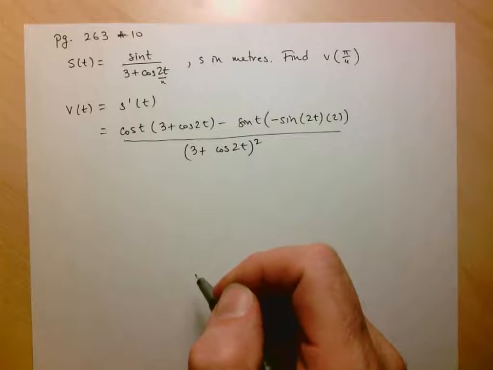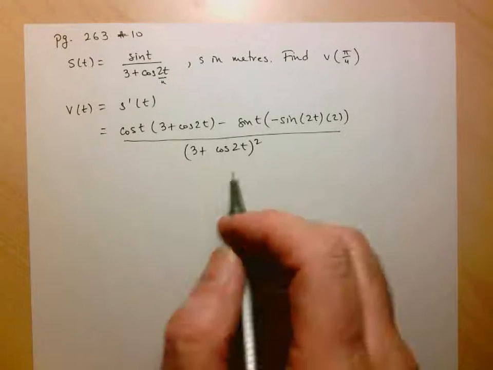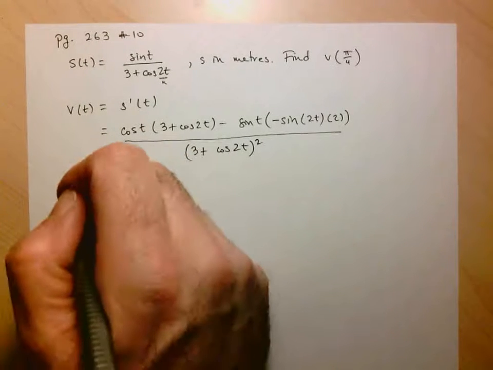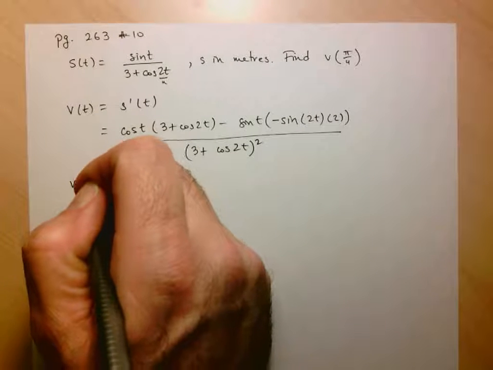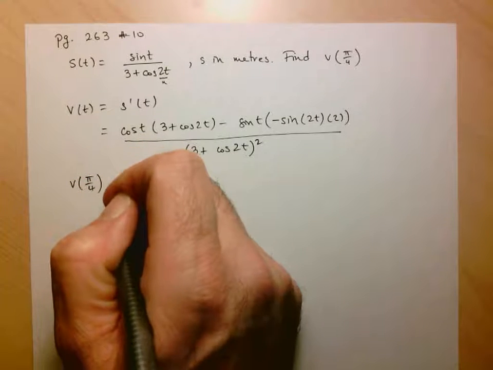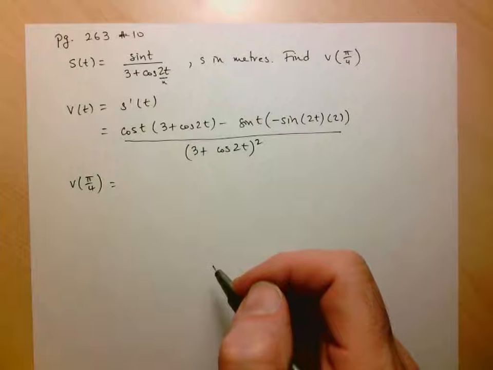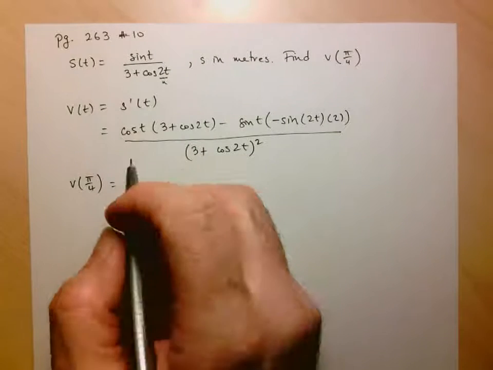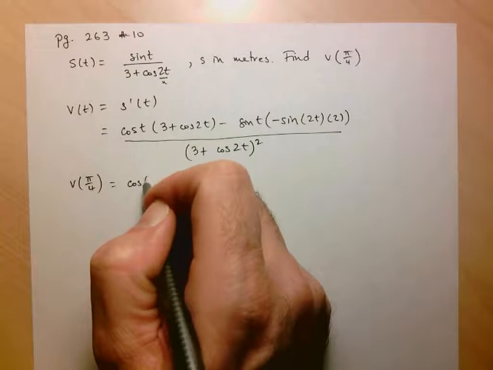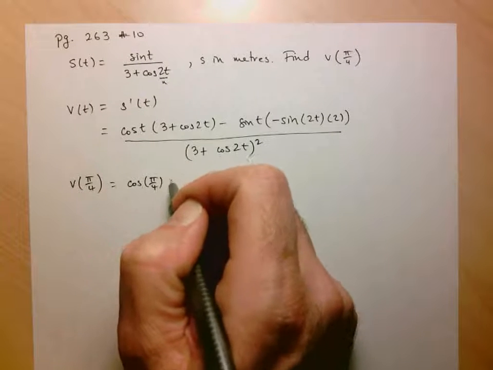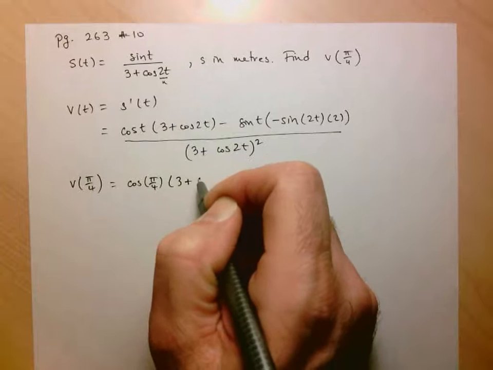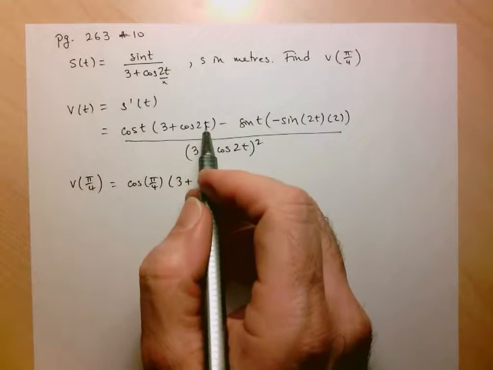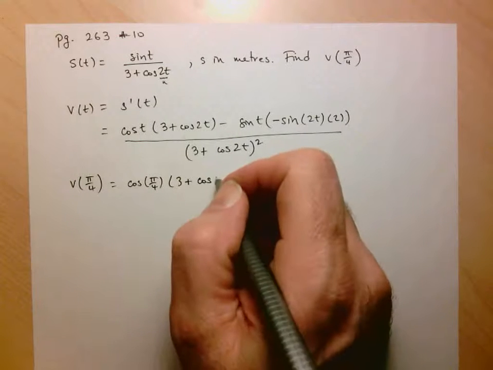Now, I could simplify, but there's a lot of writing. I think what I'm just going to do at this point is input pi over 4 into our velocity function, and worry about the simplifying later on. So here we have cos of pi over 4, times 3 plus cos of 2 times pi over 4, which is going to be equal to pi over 2.